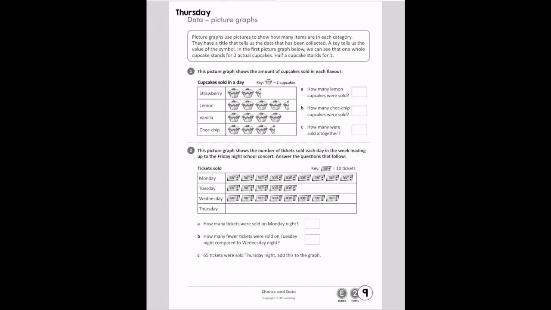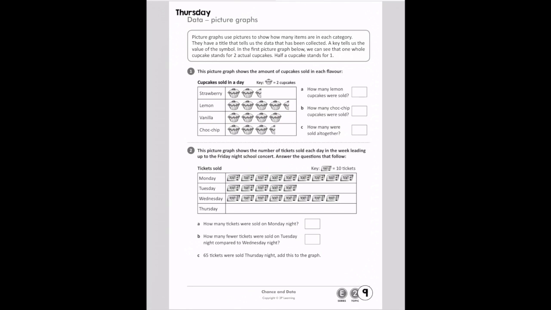If we were asking for how many vanilla cupcakes were sold, we would look at the vanilla row and know that each of these cupcakes is worth 2 cupcakes, so we'd be counting 2, 4, 6, 8. We'd know that there were 8 vanilla cupcakes that were sold.